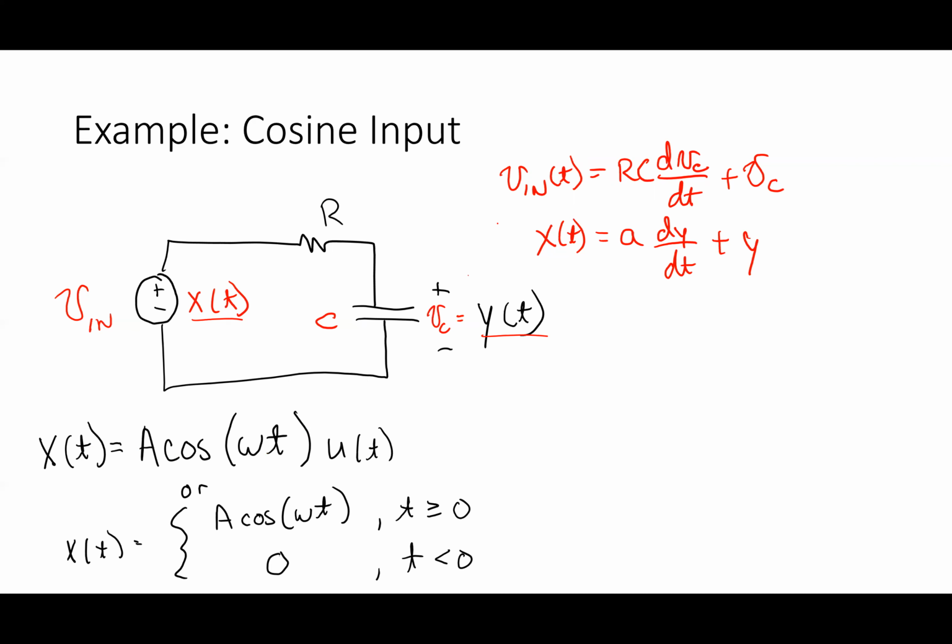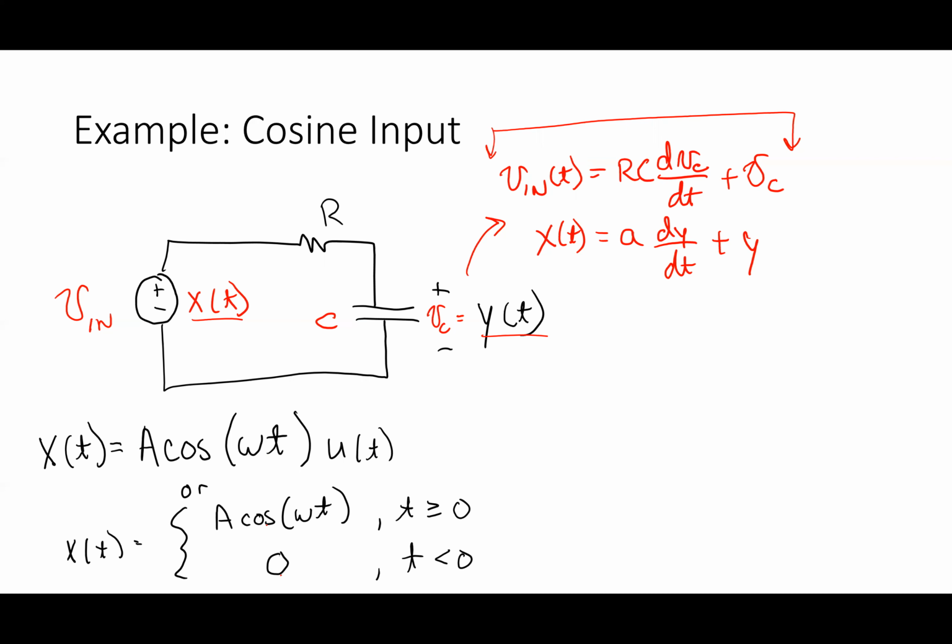All right, and I put it in this form here. What did I have to do to get this equation? What rule did I use to get this equation? KVL, right? I used Kirchhoff's voltage law to get to that. All right. I said my input was a cosine wave multiplied by u of t, which basically just means that the input is 0 before t equal to 0, and then it's something after that.